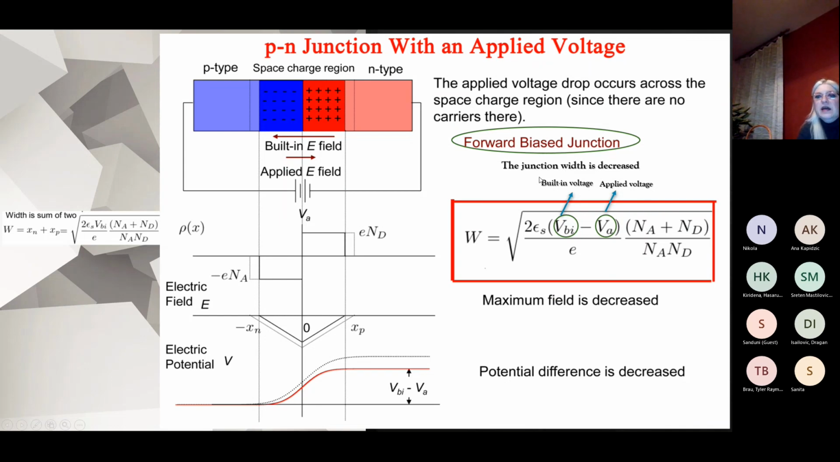And if we apply this voltage, then we're going to get the expression that we get when we don't have a voltage. We have only the built-in voltage, and now we're going to have the built-in voltage minus the applied voltage. And of course, the rest of the equation will be the same. So that means that we applied the voltage, and the junction width will be smaller.